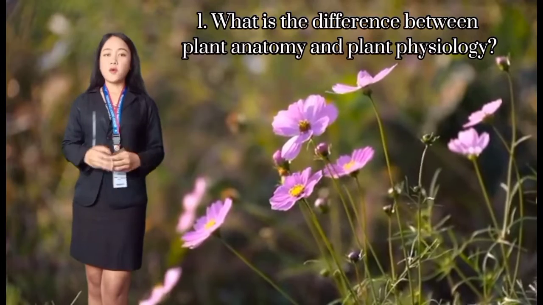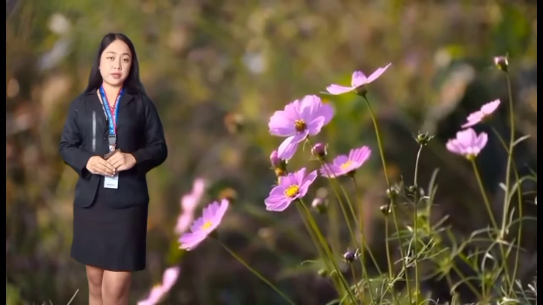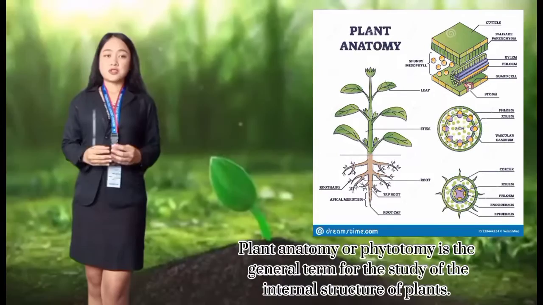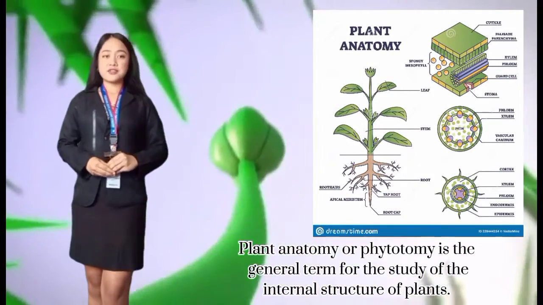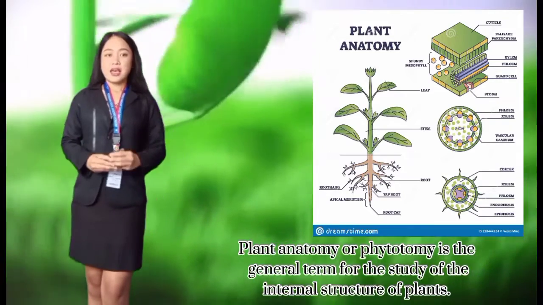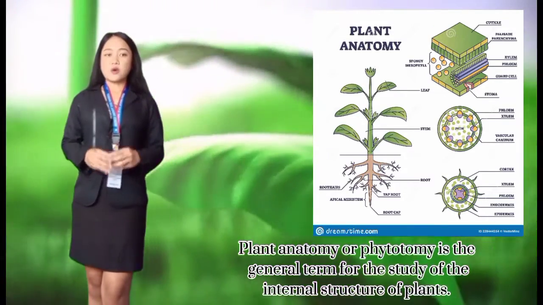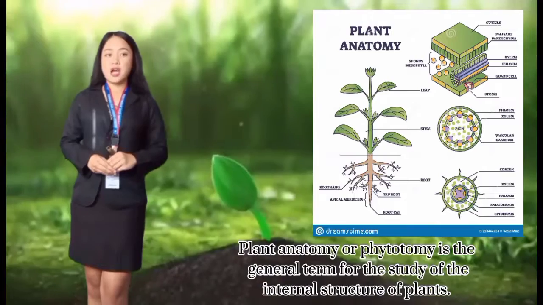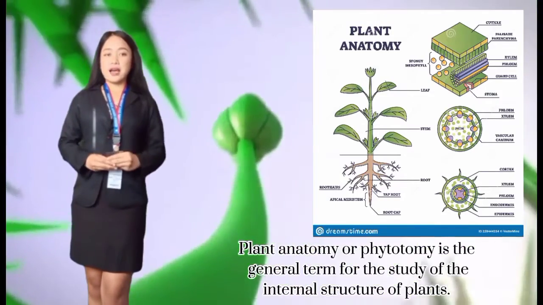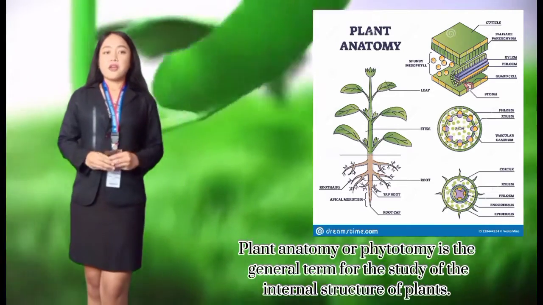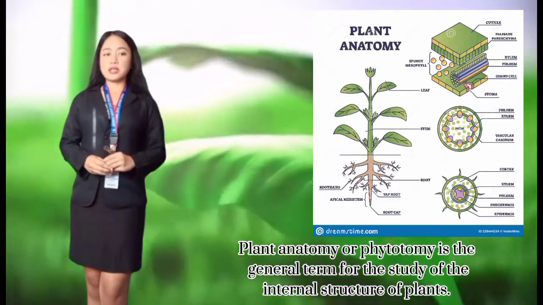So first, I'm going to discuss plant anatomy. Plant taxonomy is the science that finds, identifies, describes, classifies, and names plants. It is one of the main branches of taxonomy. Plant taxonomy is closely allied to plant systematics, and there is no sharp boundary between the two.